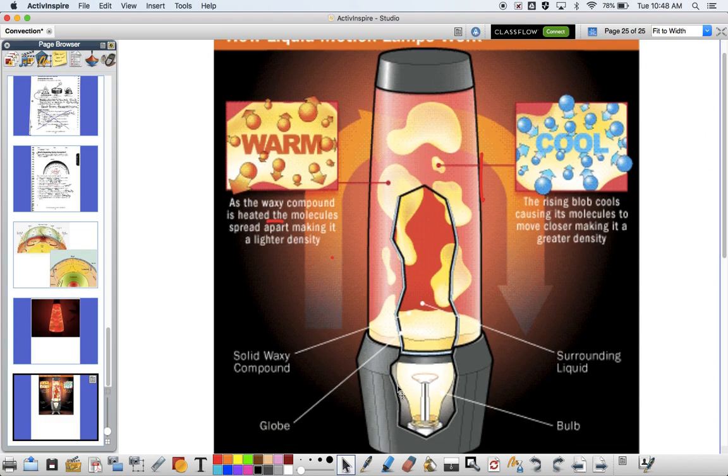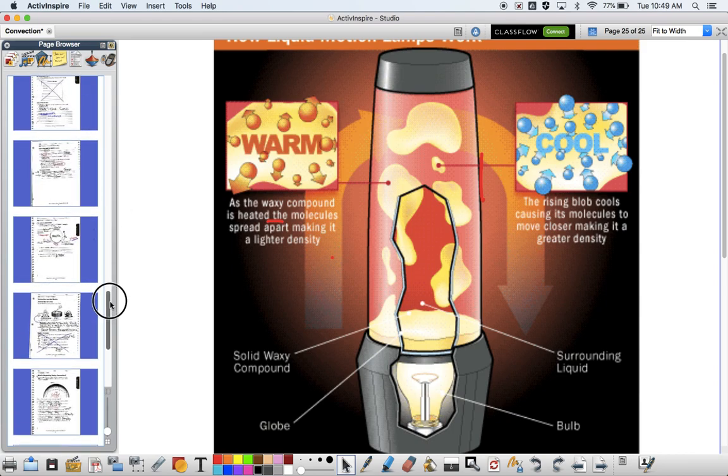There's some type of heat source. It gets warm. The waxy compound starts to get less dense than what's in the water. And then they come up here, they cool down, they get more dense, and they start to fall. So what we have to understand is that a convection current occurs basically because of three things: some type of heat source, gravity, and density. Those three things help a convection current to occur.